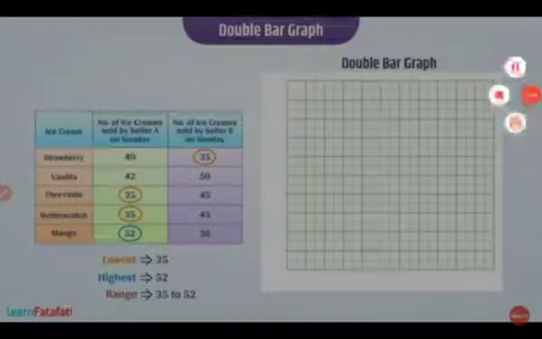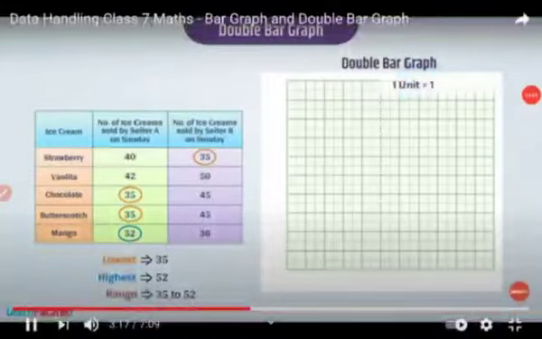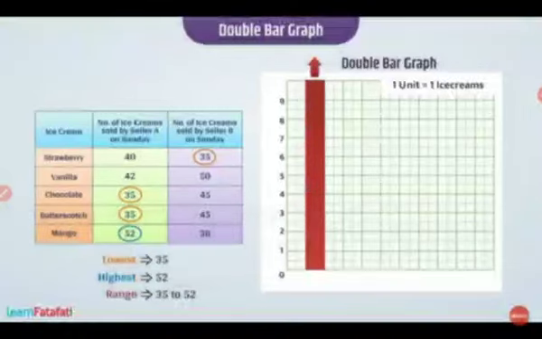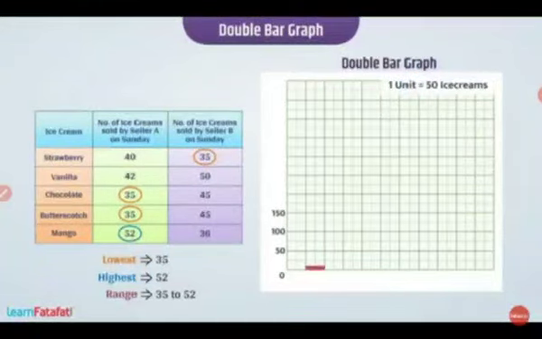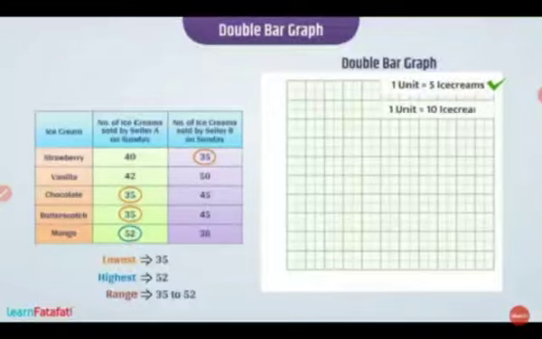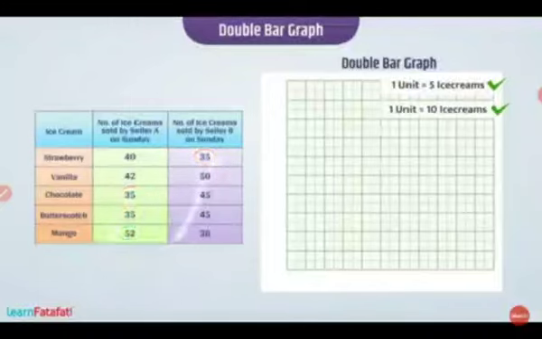Choose a suitable scale. Here, if we use 1 unit is equal to 1 ice cream, then the bars will be very tall and we could not represent them on the paper. If you use a very large value, such as 1 unit is equal to 50, then it will be difficult to represent values like 35. So an appropriate scale could be 1 unit is equal to 5 ice creams or 1 unit is equal to 10 ice creams, as most of the values can be represented using this scale.